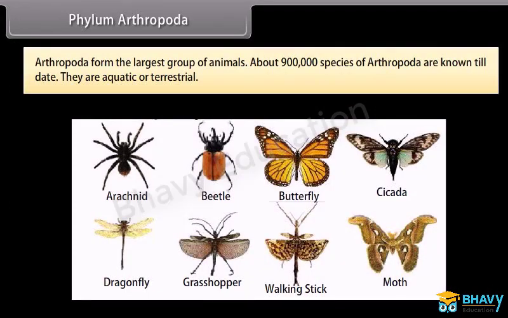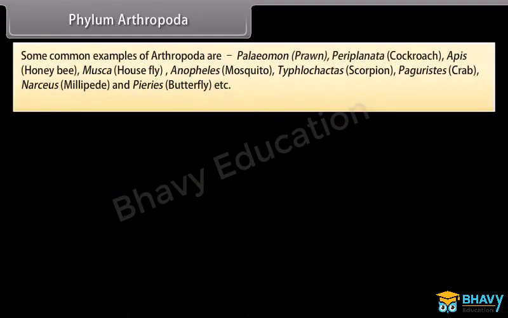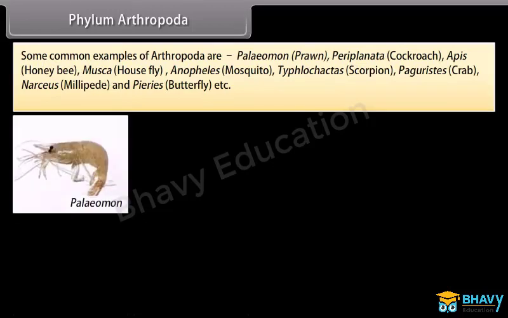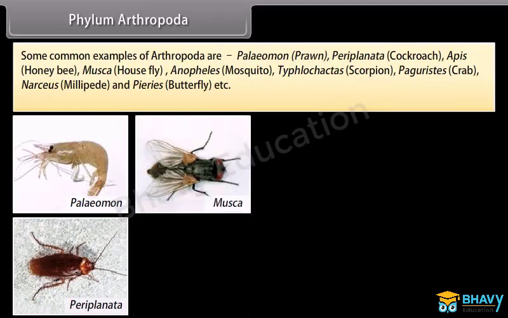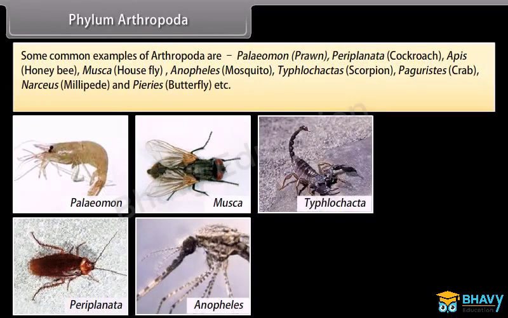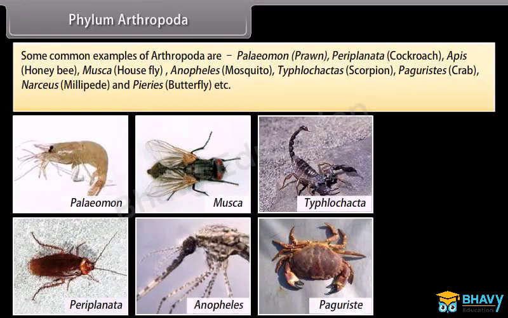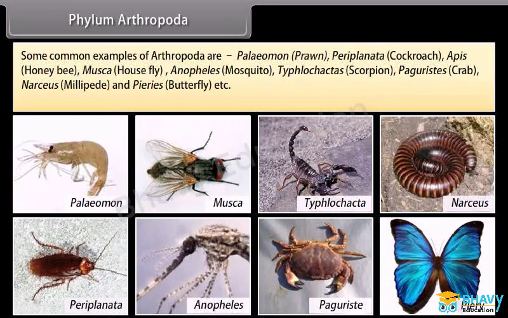Arthropoda form the largest group of animals, about 9 lakh species of Arthropoda are known to date. They are aquatic or terrestrial. Some common examples of Arthropoda are Palaemon, prawn, Periplaneta, cockroach, Apis, honeybee, Musca, housefly, Anopheles, mosquito, Buthus, scorpion, Paguristes, crab, Narceus, millipede, and Pieris, butterfly, etc.